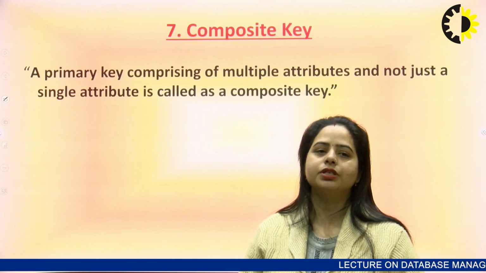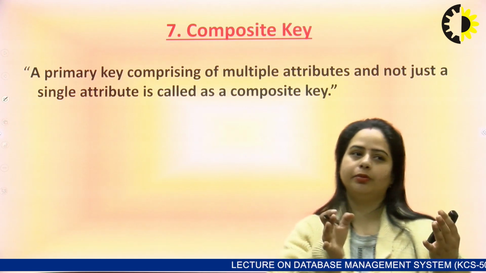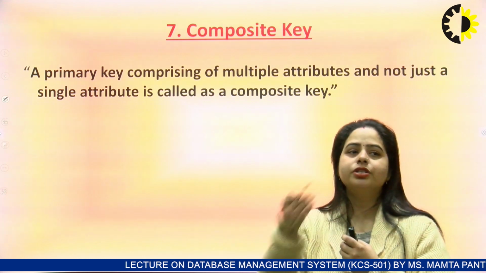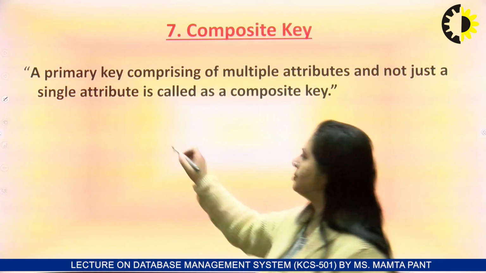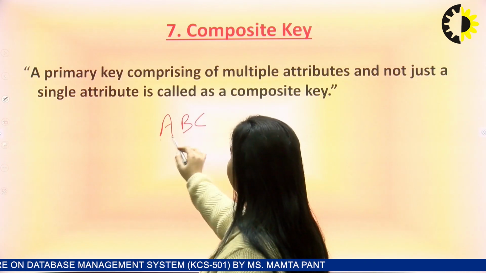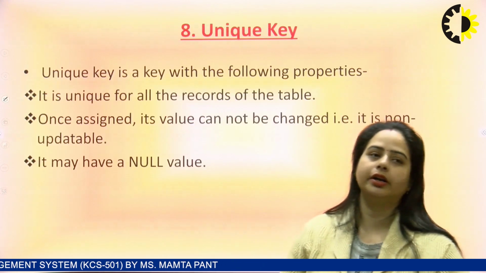Next one is your composite key. As the name suggests, composite means more than one attribute. A primary key comprising multiple attributes and not just a single attribute is called a composite key. Suppose we have a primary key like ABC. Here we have 3 attributes. So this is called a composite key, where we have more than one attribute.